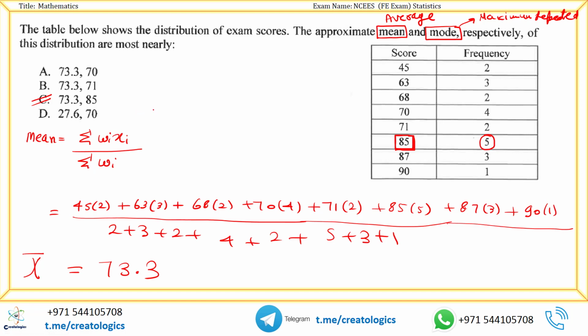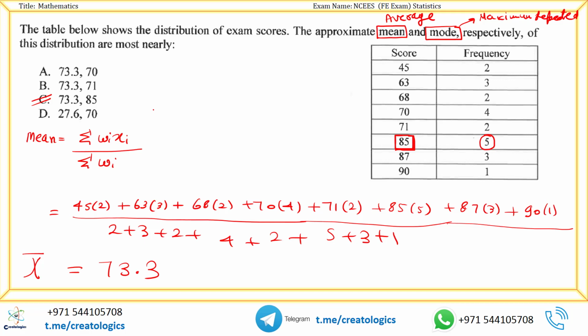Okay, so here we used the mod definition to calculate the mod, and the mean is calculated using the summation fi xi upon summation fi, because this time we have the frequency distribution table, not the discrete data.